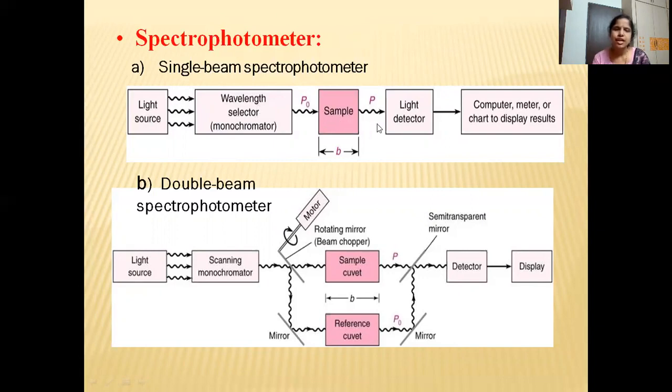Then it is passed on to the sample. The light is detected, and then we will get the result. Whereas in a double beam spectrophotometer, the same thing, light sources, UV visible light sources can be used.